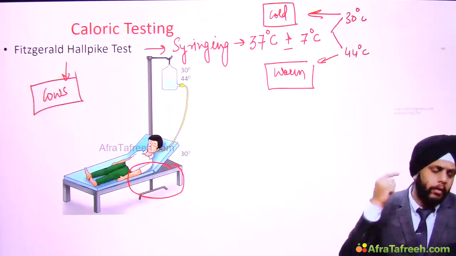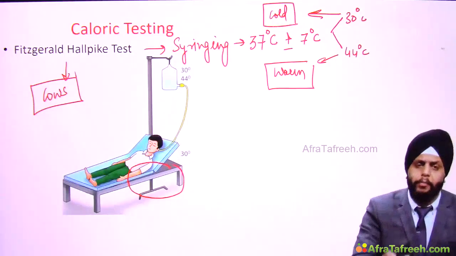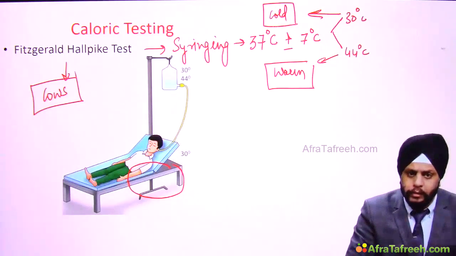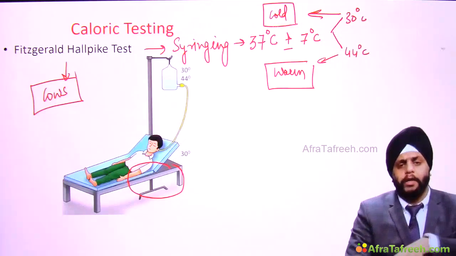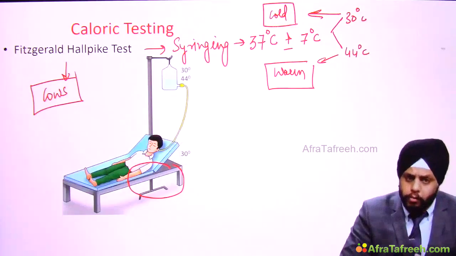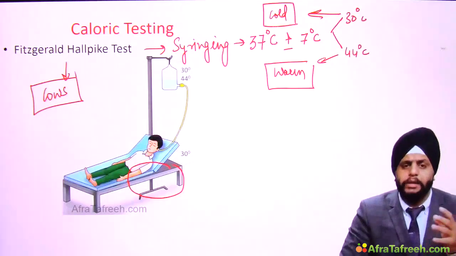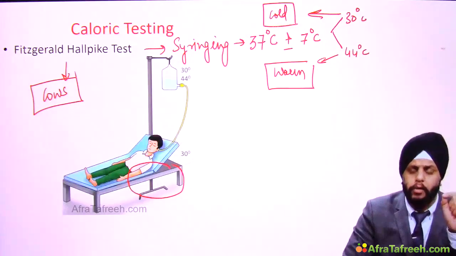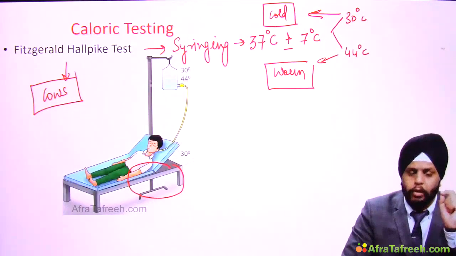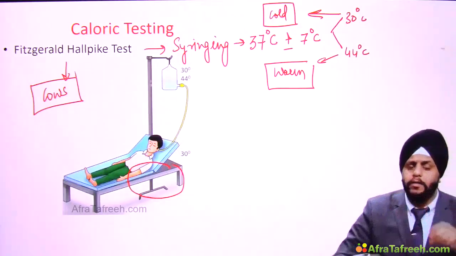What will happen? So you do syringing, the water goes in the EAC, comes back. The temperature of EAC goes down. Because the temperature of EAC goes down, the temperature of middle ear will also go down. What is there in middle ear? In the middle ear we have the lateral semicircular canal. So that means you are giving a cold stimulus to the lateral semicircular canal.